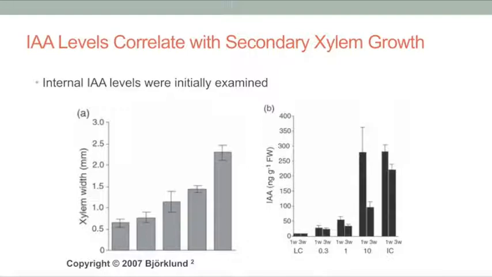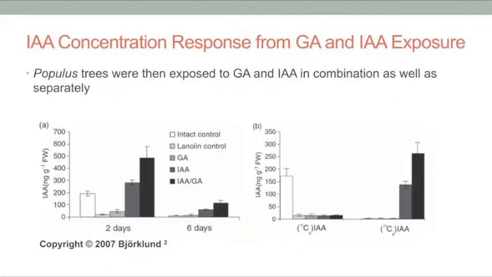Figure B shows the indole acetic acid concentrations after 1 week of growth and after 3 weeks of growth. The amount of indole acetic acid was shown to significantly decrease over time in decapitated trees, which could explain why the intact control experienced the most growth.